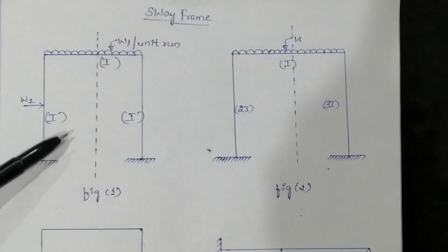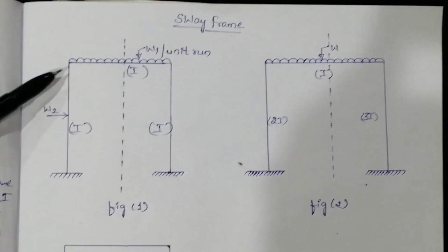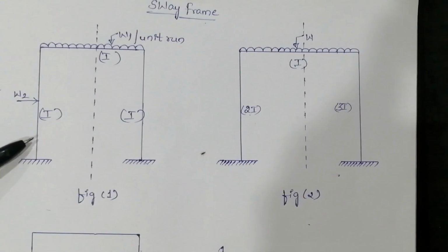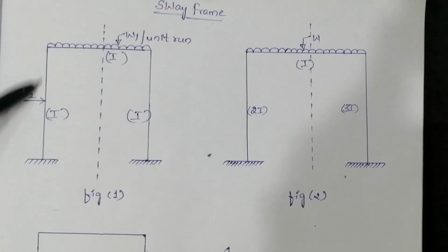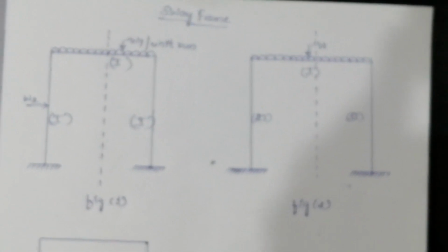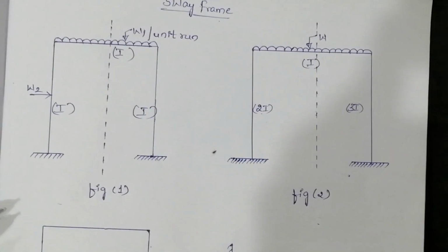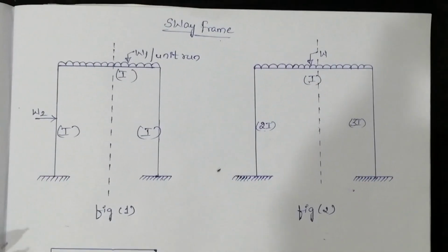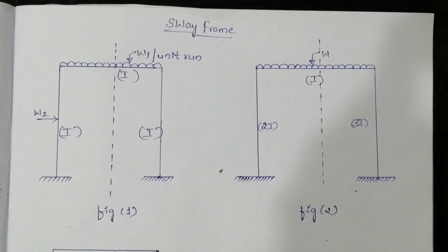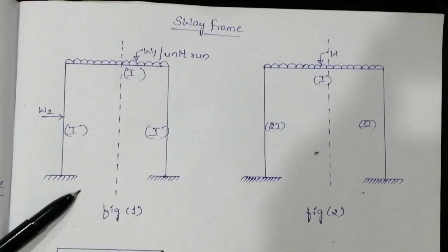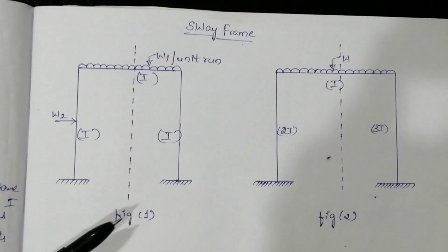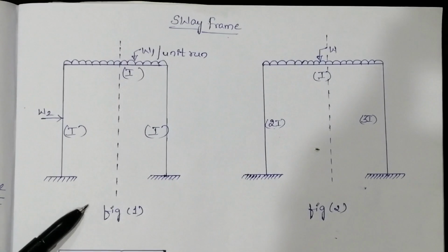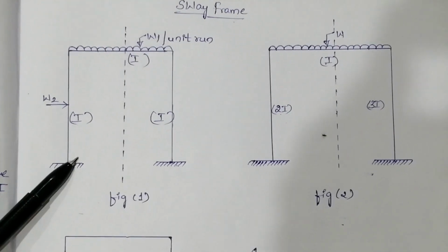Coming to the second condition, based on moment of inertia, both columns are the same, it is satisfied. Then the third condition, the lengths of the vertical members are the same, so it is also satisfied. The last condition, the supports are the same, and it is also satisfied. In figure 1, except the first condition, the other conditions 2, 3, 4 are satisfied. As the first condition is not satisfied, it is a sway frame.